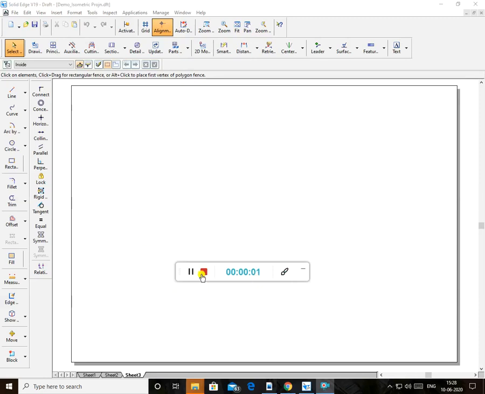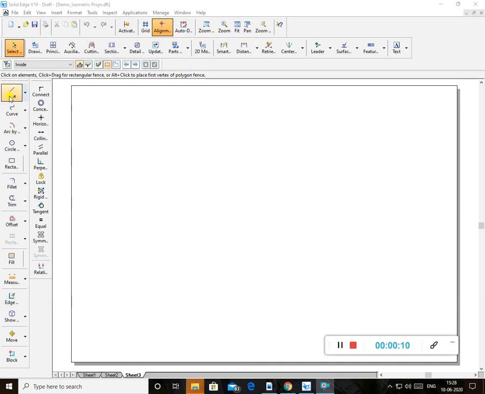Yes, my students, I'll explain now how to draw the next part, how to draw an isometric hexagon. Suppose I want to draw a hexagon of 30 side. It depends upon the problem. First you draw the hexagon.